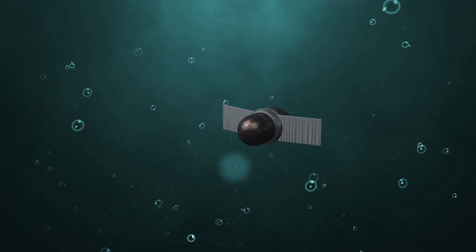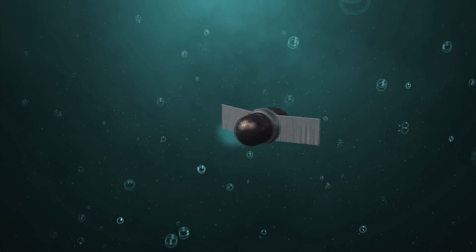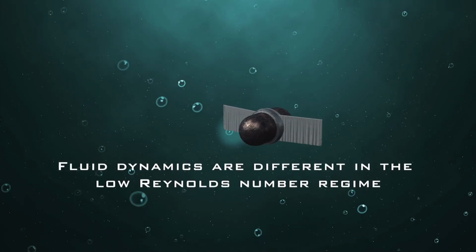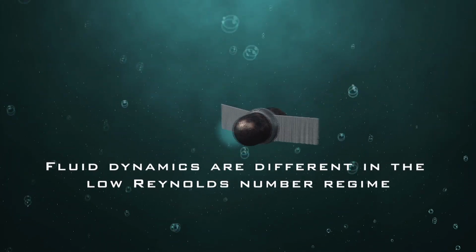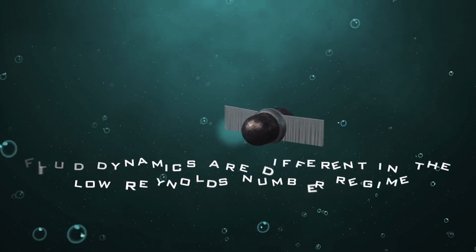Unfortunately, at very small length scales, this flapping motion cannot be used for swimming in water, because the physics for swimming at small scales, in the low Reynolds number regime, are different from those that we know and experience when we swim.